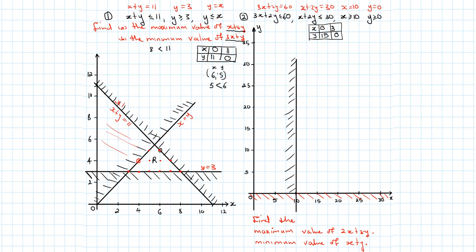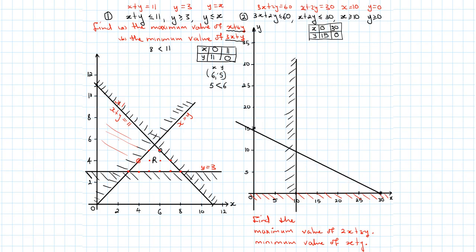Which means the line passes through (0, 15) and (30, 0). So where is (0, 15)? It is just marked as 15 on the y axis. And (30, 0) is just marked as 30 on the x axis. There, I draw the line. Is it continuous or broken? It's a continuous line.